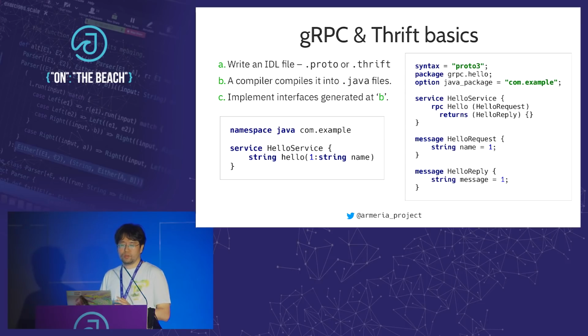When you write an RPC service, it's basically a three-step process. First process is write an IDL file, which looks like the code here. So on the left side, it's a Thrift IDL, and on the right side, it's a gRPC IDL. What it does is pretty much the same. So it receives a name and returns a string which contains a message. So we are going to write a hello service using Thrift and gRPC.